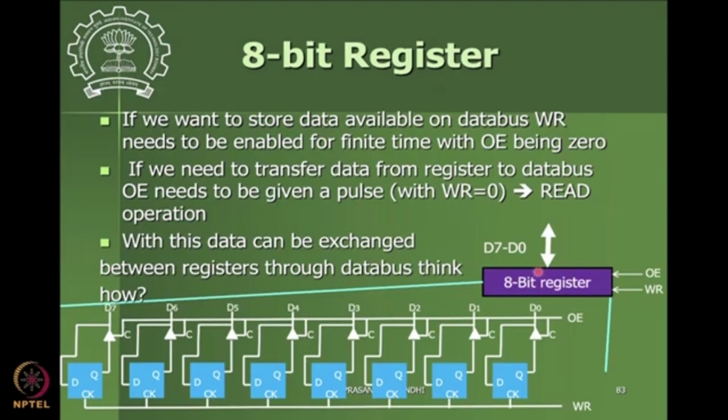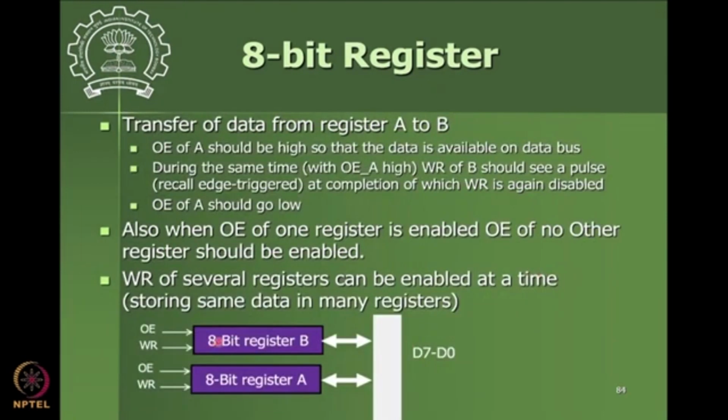So you have these two registers here, register A and register B, and I want to transfer the data from register A to register B. So from A I should first transfer this data to the data bus, and from the data bus I should transfer the data to register B. So I'll transfer the data from register A to the data bus by making output enable for register A high. Now this data is available here.